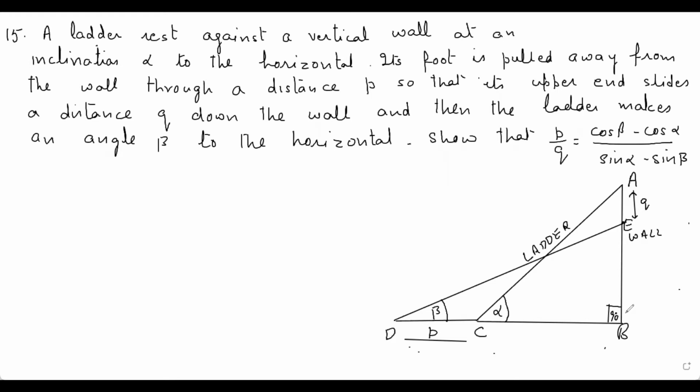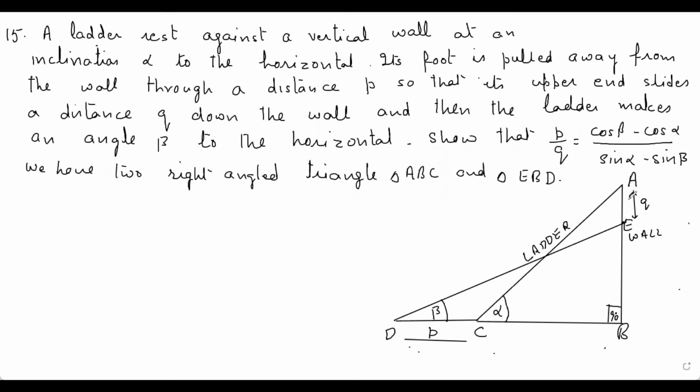Now I have two right angle triangles. One is ABC, the other one is EBD. Now in triangle ABC, perpendicular upon hypotenuse is equal to sine alpha. We know that. Perpendicular here is AB, hypotenuse here is AC, so AB upon AC is equal to sine alpha.